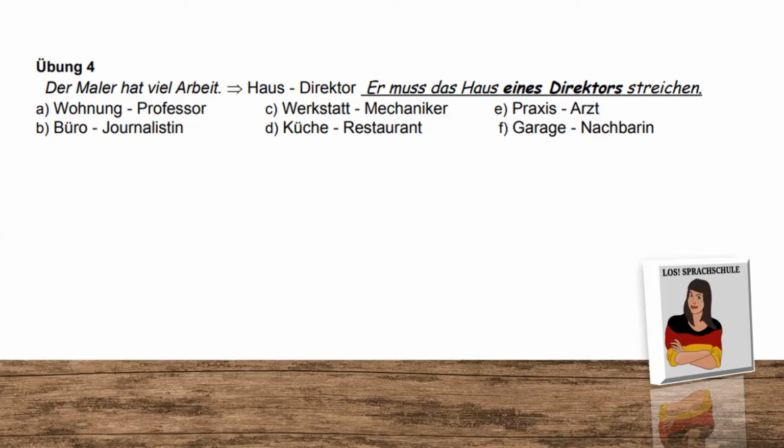Let's see the example. Der Maler hat viel Arbeit. Okay, the painter has a lot of work to do. And then we have Hausdirektor. Muss das Haus eines Direktors streichen. He has to paint the house of a director.